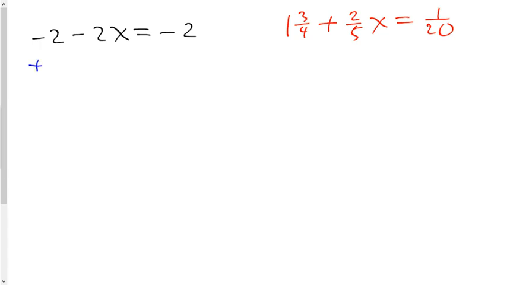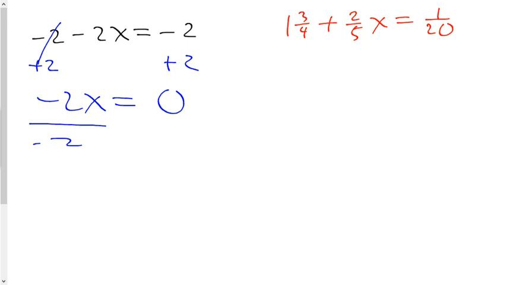Added 2 to both sides is correct. In which case you end up with negative 2x equals 0. Dividing both sides by negative 2, x will equal 0. 0 divided into any number of groups, regardless of what they are, will always be 0.